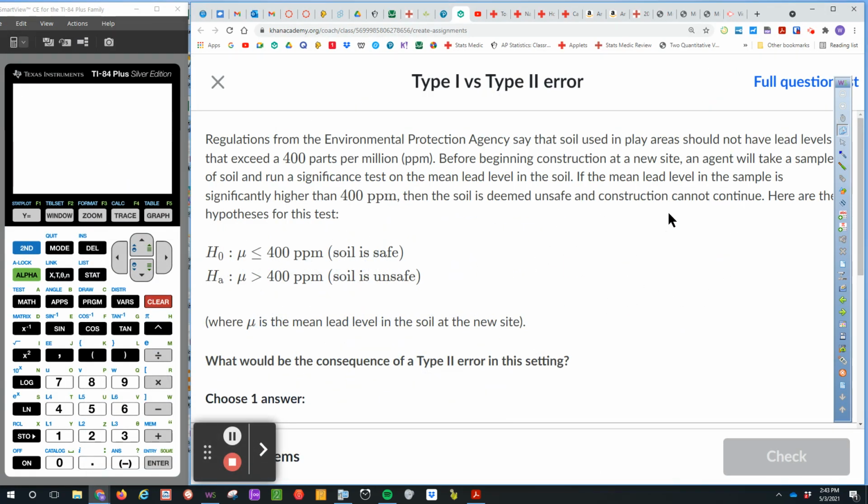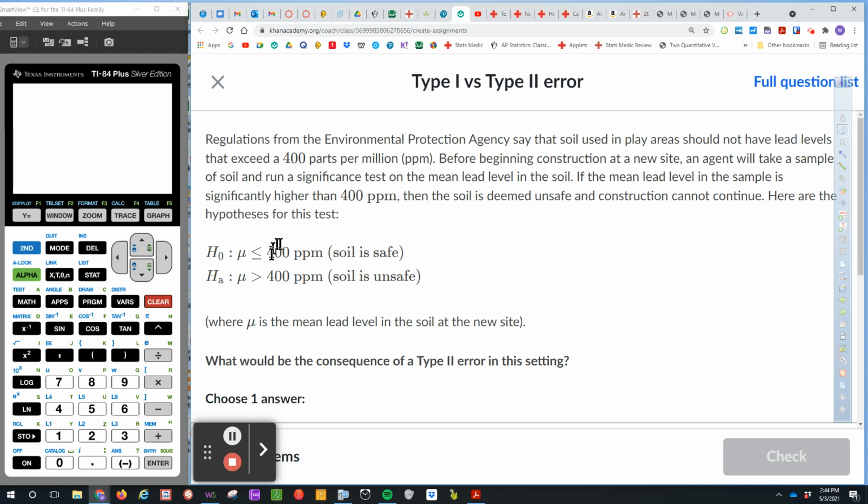So let's dive in. Regulations from the Environmental Protection Agency say that soil used in play areas should not have lead levels that exceed 400 parts per million, ppm. Before beginning construction at a new site, an agent will take a sample of the soil and run a significance test on the mean lead level in the soil. If the mean lead level in the sample is significantly higher than 400 ppm, then the soil is deemed unsafe and the construction cannot continue. Here are the hypotheses for this test.